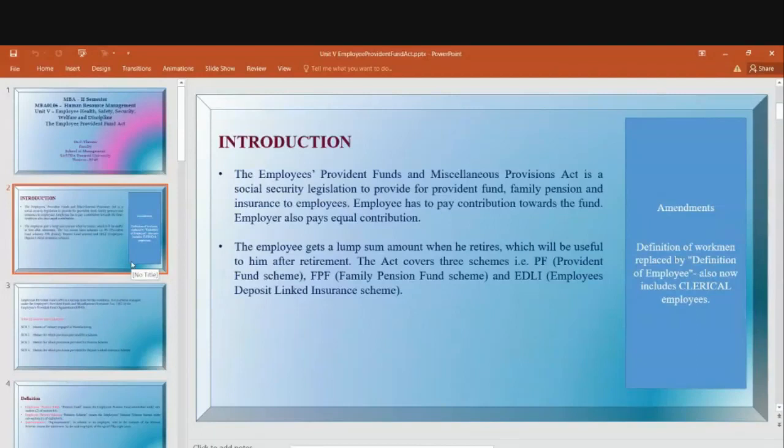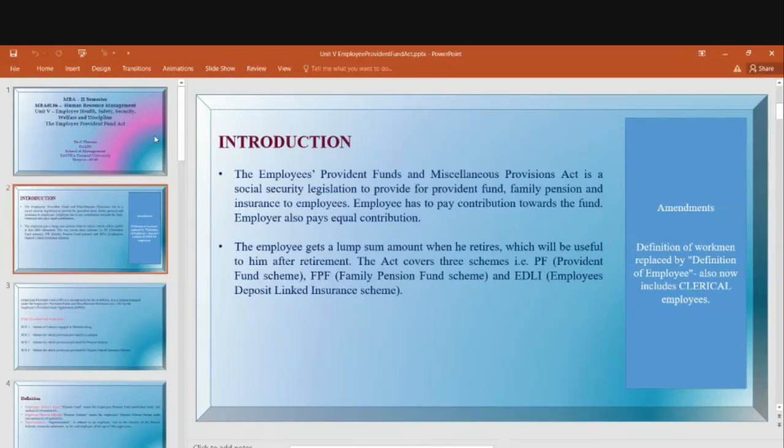Dear students, today I'll discuss the Employees Provident Fund Act. This is the introduction to the Employees Provident Funds and Miscellaneous Provisions Act. It comes under Social Security legislation, and it is with regard to providing provident fund, family pension and insurance to employees.